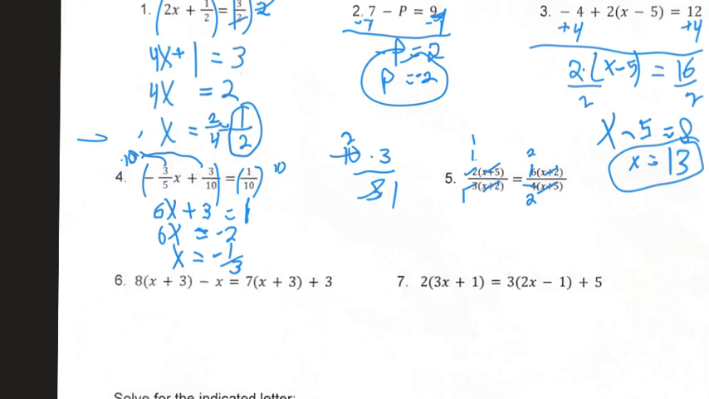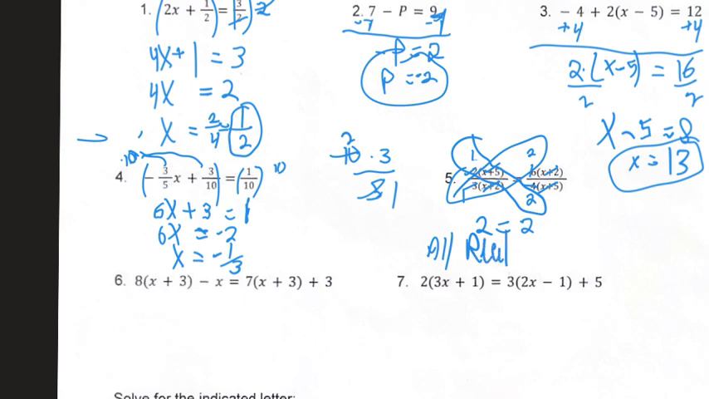1 times 2, 2. And on the other side, 1 times 2 is 2. So it looks like that's a special case. All real numbers. All real numbers.